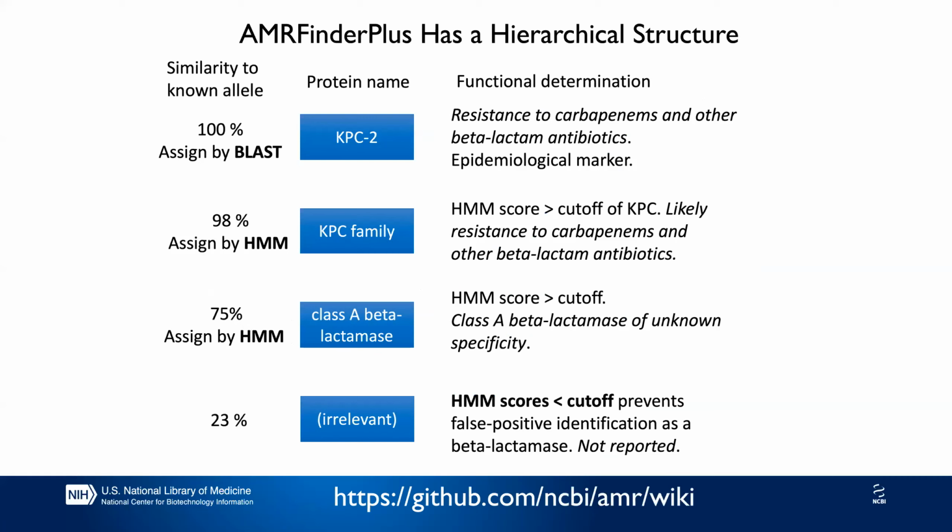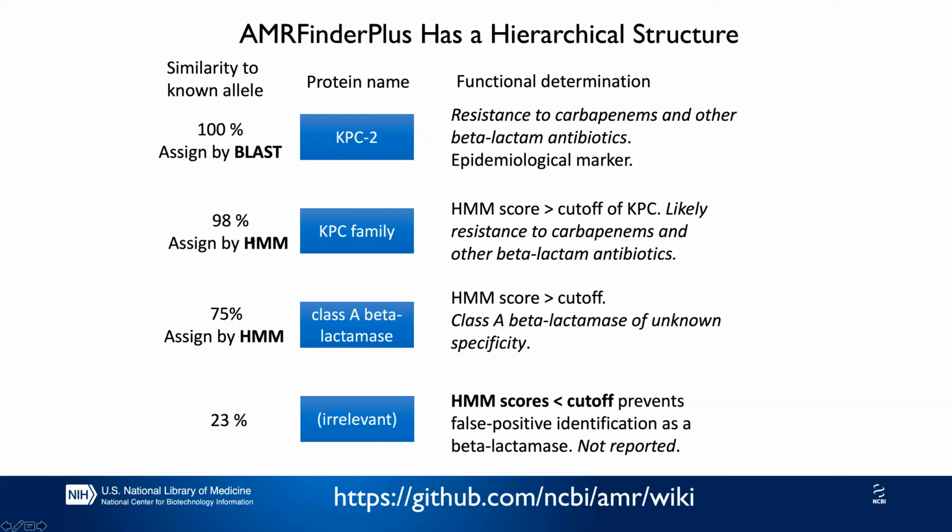Just one other thing, because I touched on this earlier, to get into how we assign this gene symbol. AMRFinderPlus has a hierarchical structure. So obviously if something's 100% identical by BLAST, we know what it is. Let's say the KPC-2 carbapenemase. We know what it's going to be. KPC-2 has been characterized in the literature. We know it's going to confer resistance, usually, to carbapenems and other beta-lactam antibiotics.